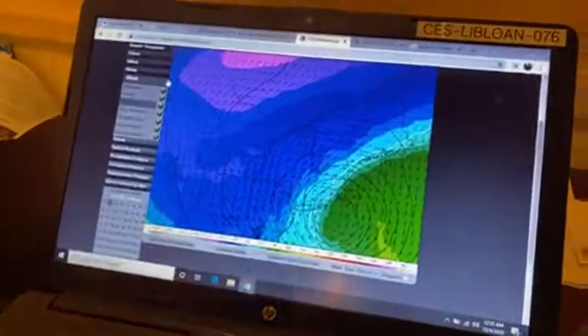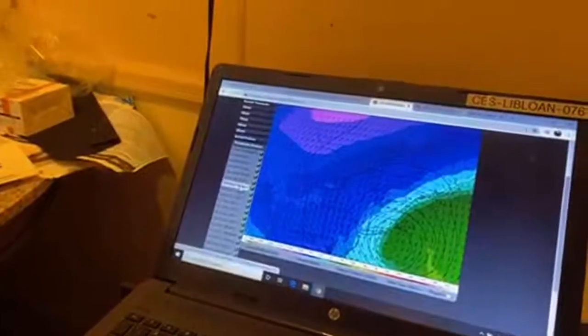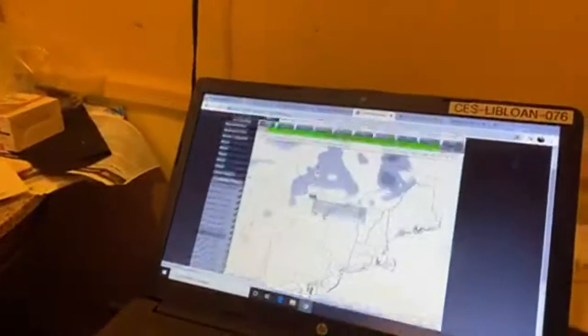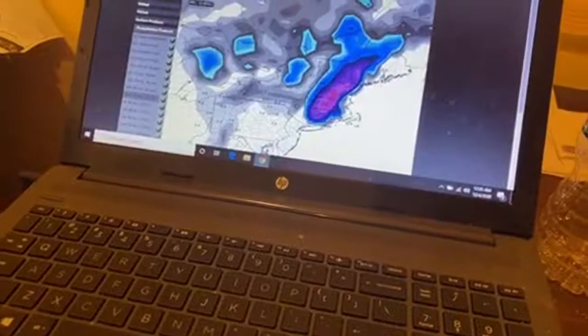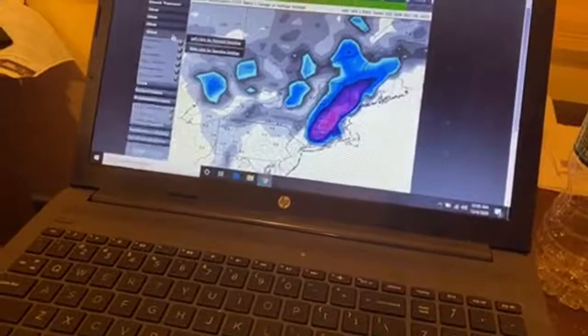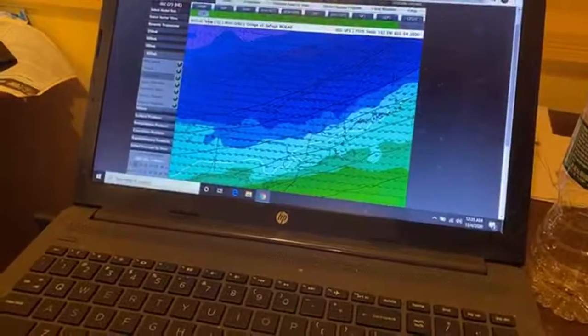Hey, Donna. So basically, I'm talking about how this computer model that I'm looking at is not handling the dynamic and evaporational cooling very well. The GFS is not. Even though they're calling for heavy snow, I think the GFS is maybe overdoing the precipitation, but also underdoing the dynamic cooling.